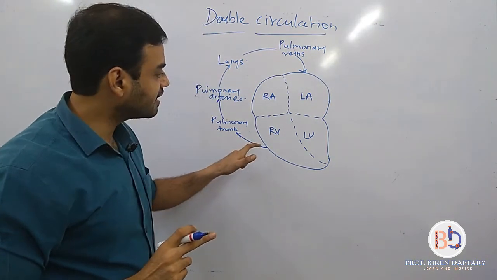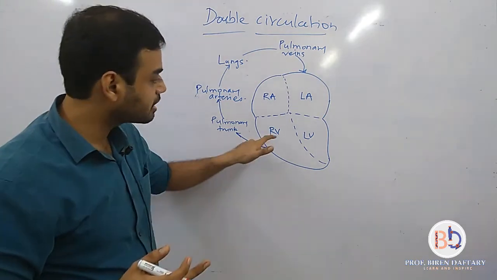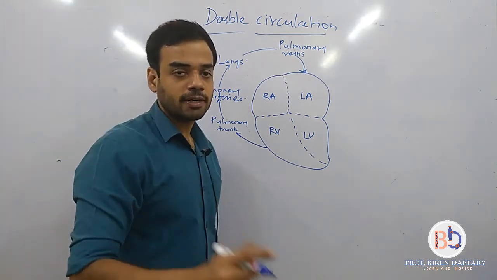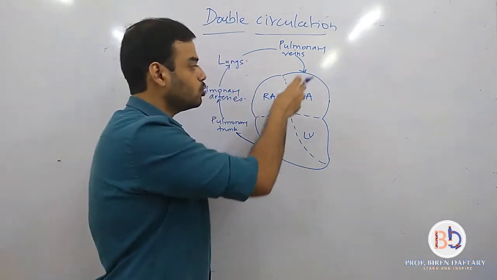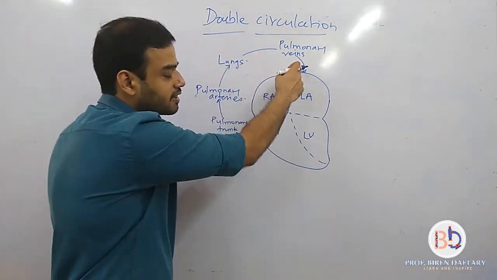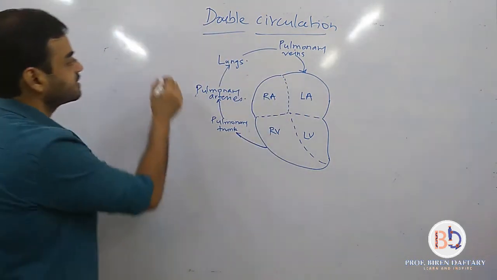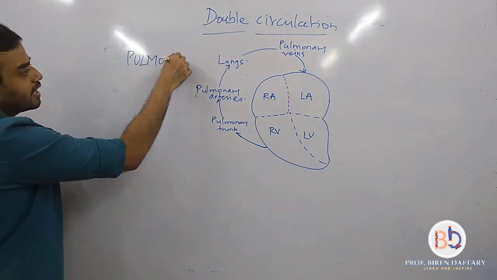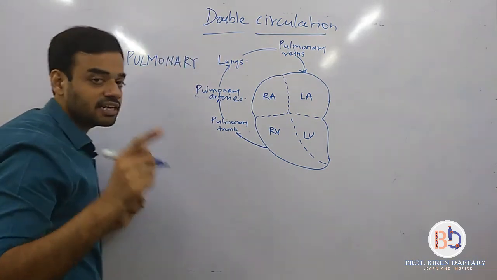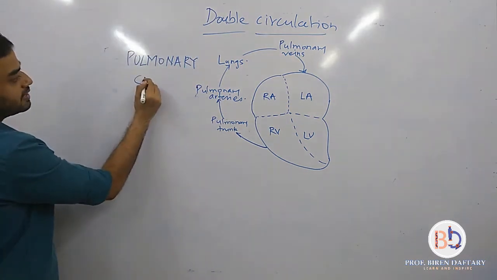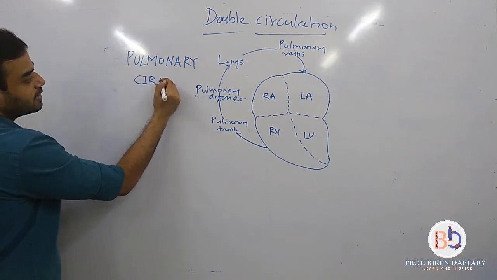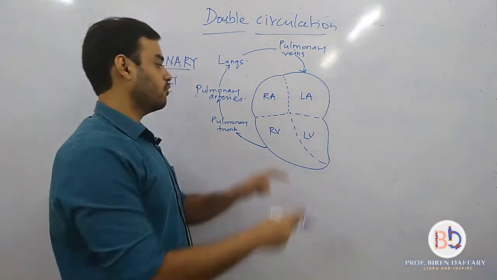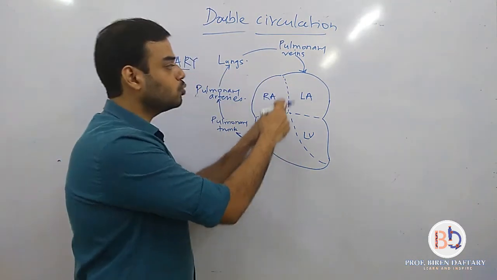So this circuit is basically occurring between the right ventricle and the left atrium. Transfer of blood from the right ventricle to the left atrium through this path is called as pulmonary circulation. Again I am repeating, pulmonary means related to the lung. So pulmonary circulation or pulmonary circuit means the passage of blood from the right ventricle to the left atrium.